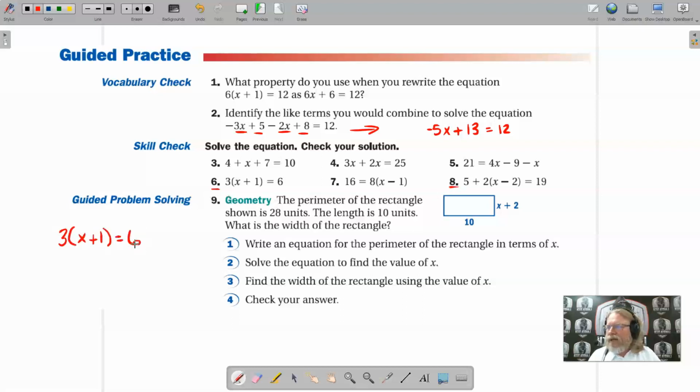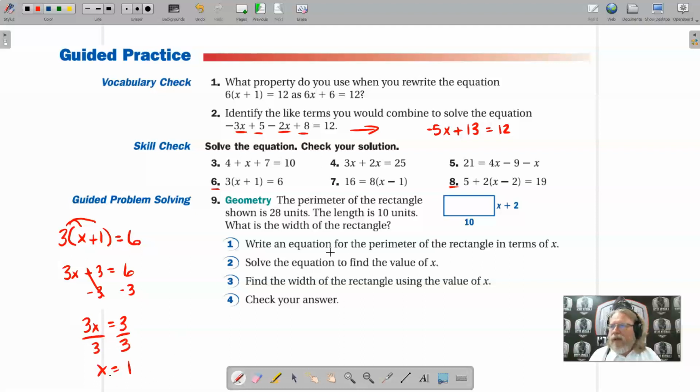Rewrite the problem. We need to do the distributive property. So distribute that 3 in there, and we get 3 times x is 3x. 3 times 1 is 3 equals 6. Now let's go ahead and subtract 3 from each side, and those will cancel each other out, leaving us with 3x. And 6 minus 3 equals 3. And then we're going to divide both sides by 3 in order to get x equals 1.